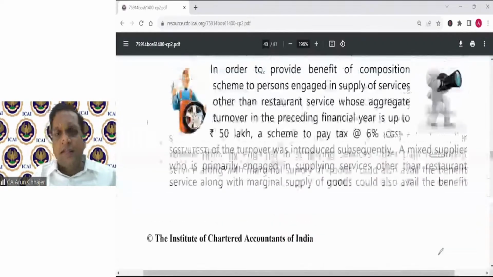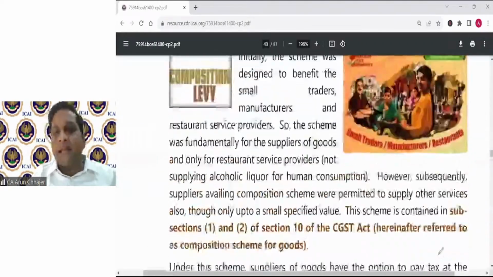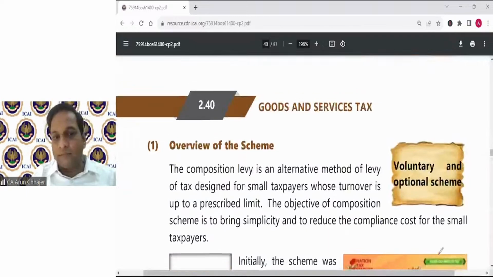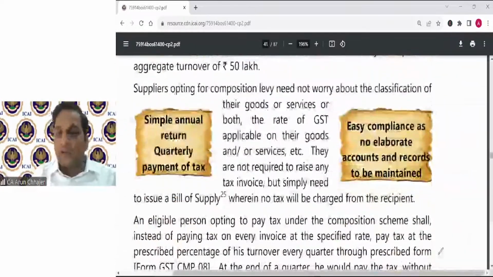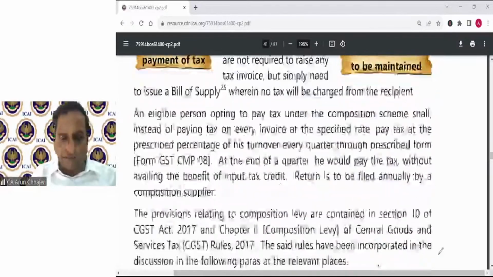That's it. So that is the biggest advantage of why one should go for the composition scheme. And there would be comparatively lesser books of accounts to be kept. Easy compliances, no elaborate books of accounts to be maintained as per section 35. Simple annual return, quarterly payment of taxes.